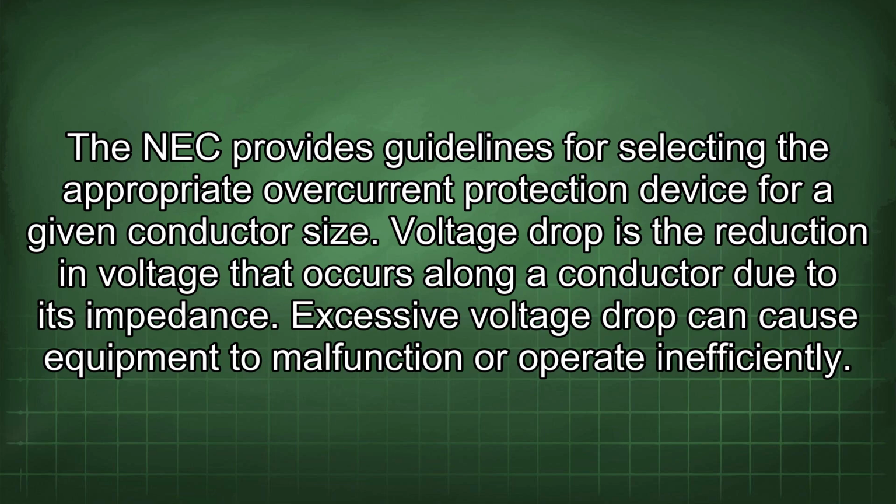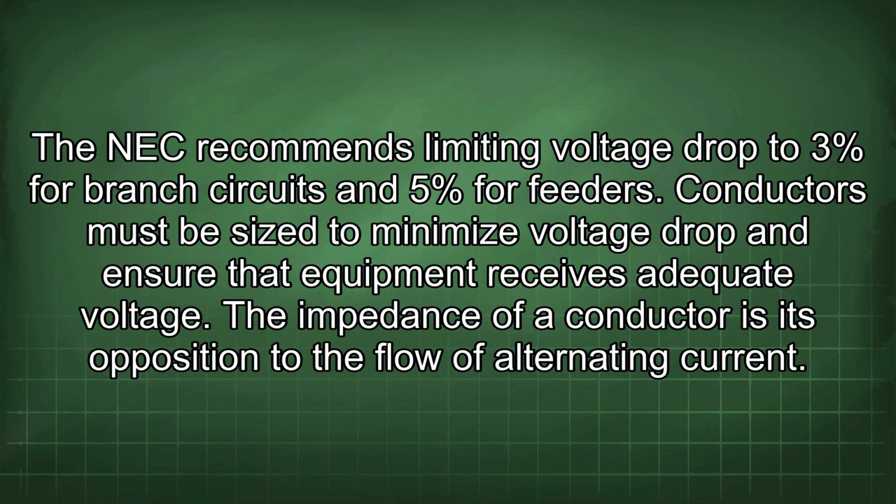Voltage drop is the reduction in voltage that occurs along a conductor due to its impedance. Excessive voltage drop can cause equipment to malfunction or operate inefficiently. The NEC recommends limiting voltage drop to 3% for branch circuits and 5% for feeders. Conductors must be sized to minimize voltage drop and ensure that equipment receives adequate voltage. The impedance of a conductor is its opposition to the flow of alternating current.